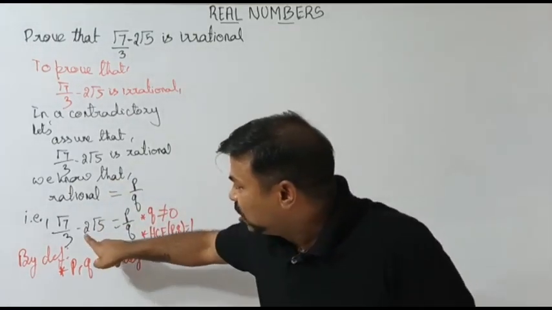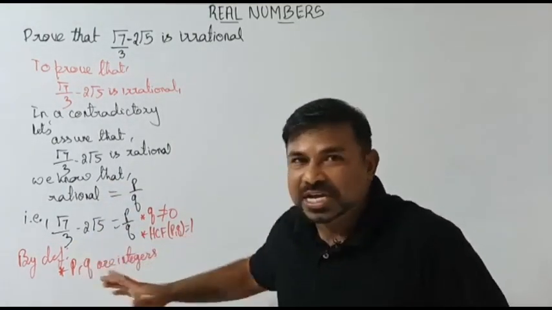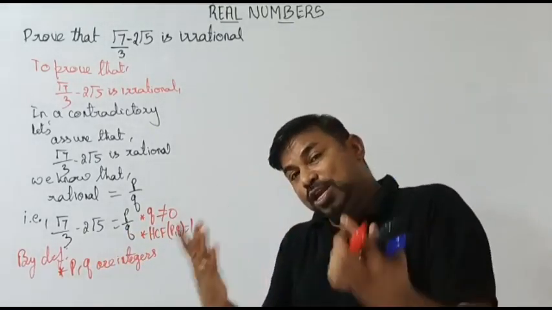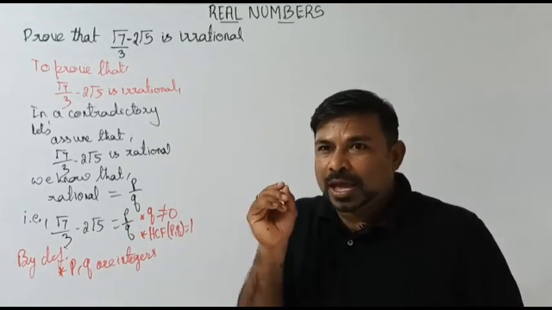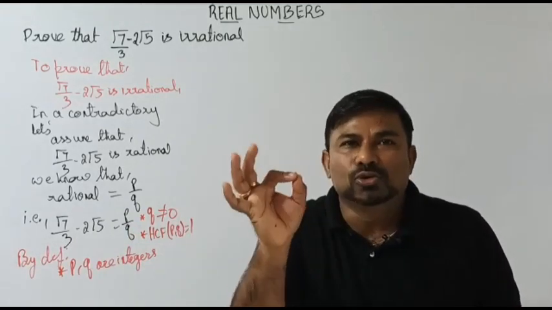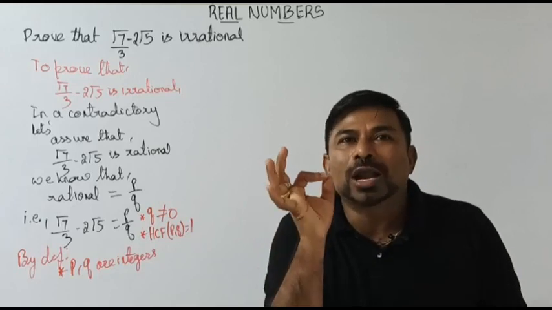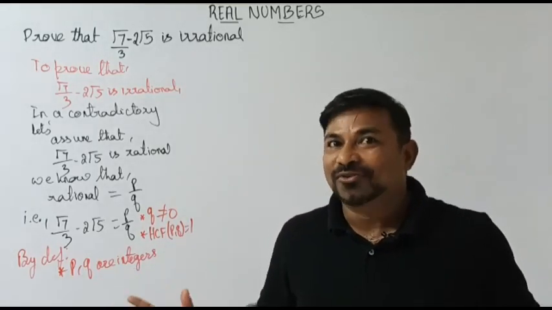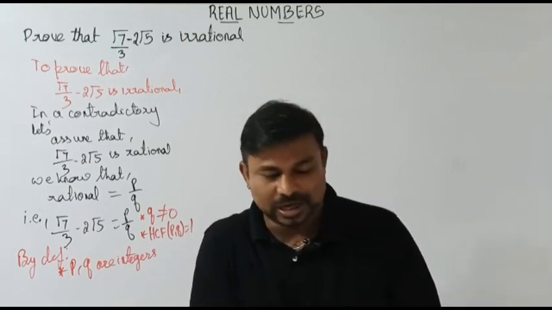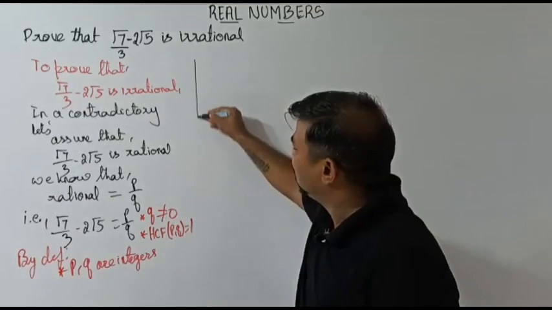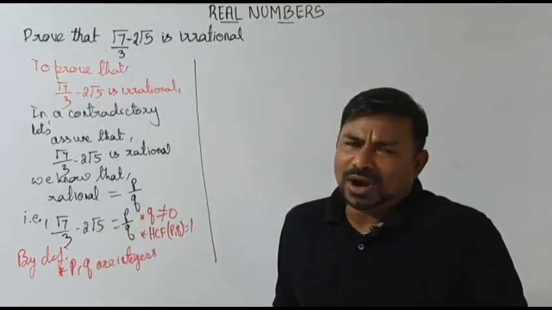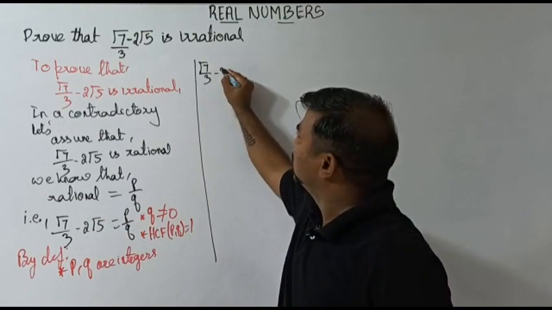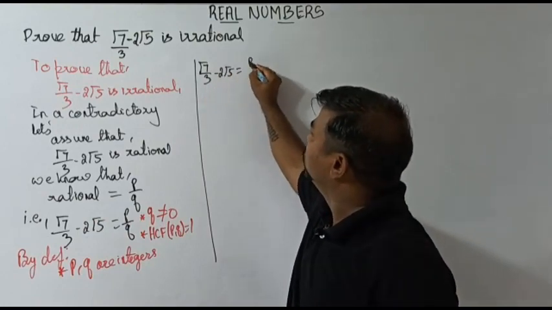Now let us check whether the number we are taking as rational follows all these conditions. There are many more conditions too, like the square root of a non-perfect square can never be rational. That is also one more rule. We'll get back to that. So now let's start working and simplifying. Root 7 by 3 minus 2 root 5 is equal to p by q.